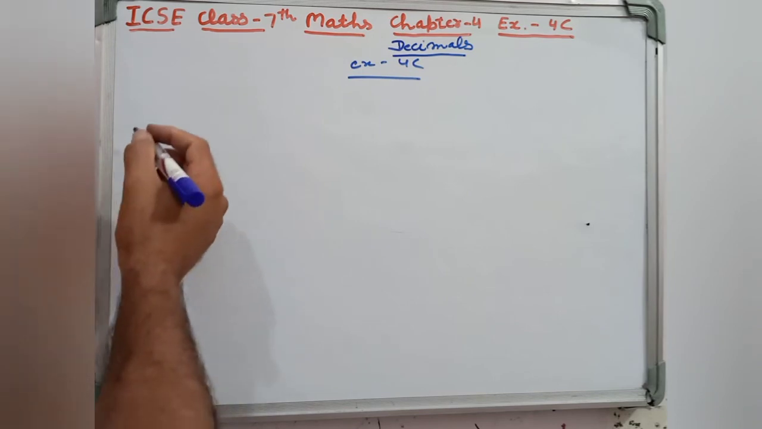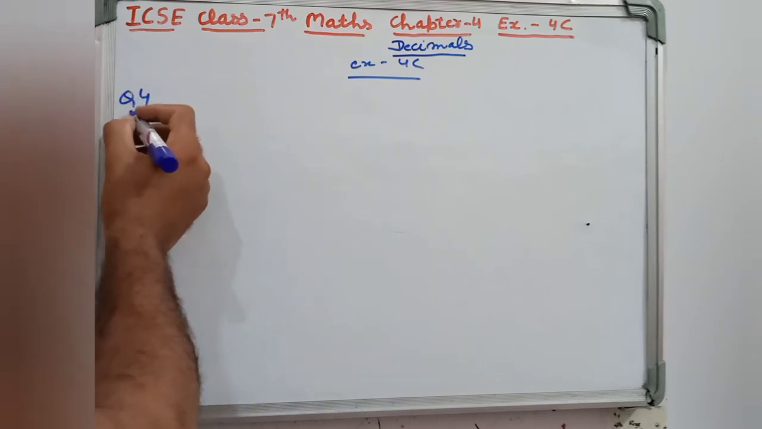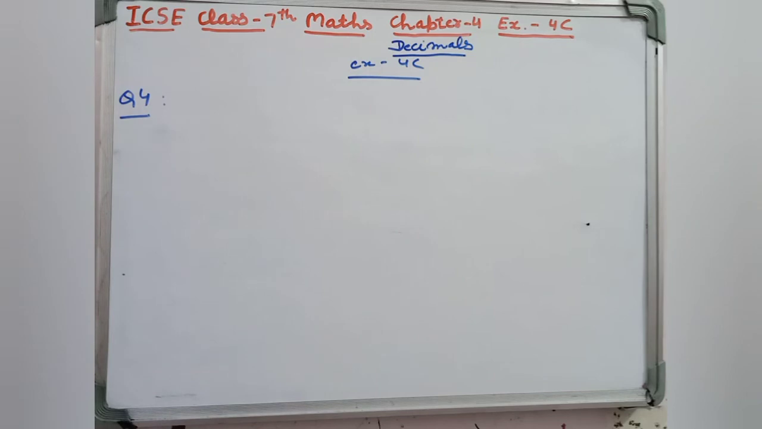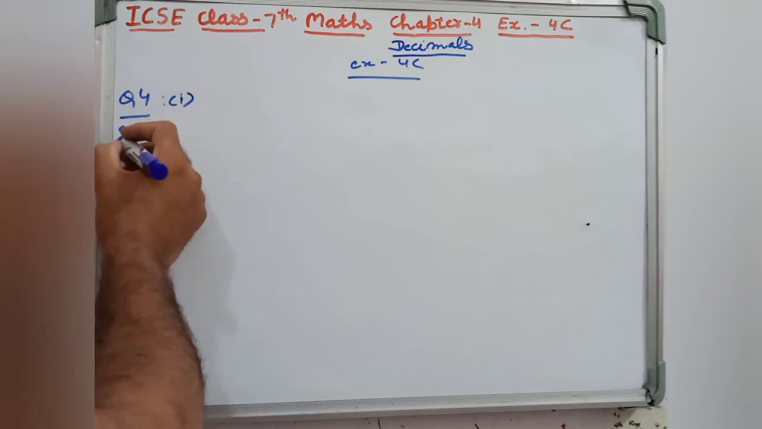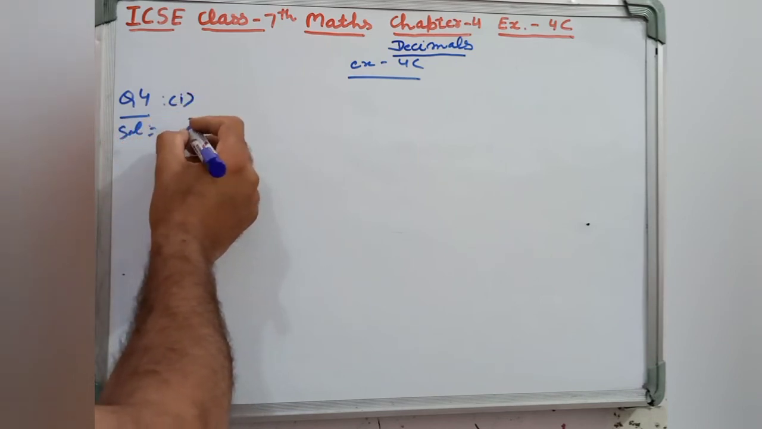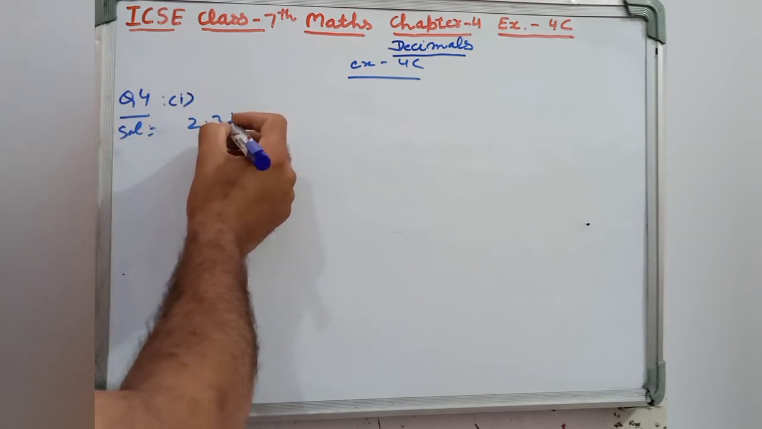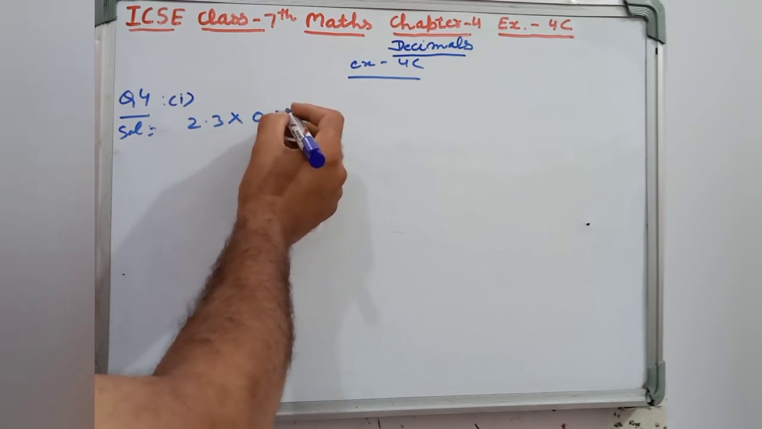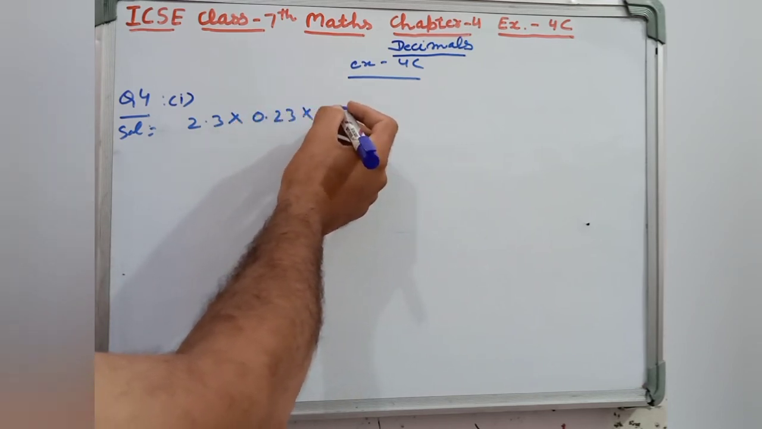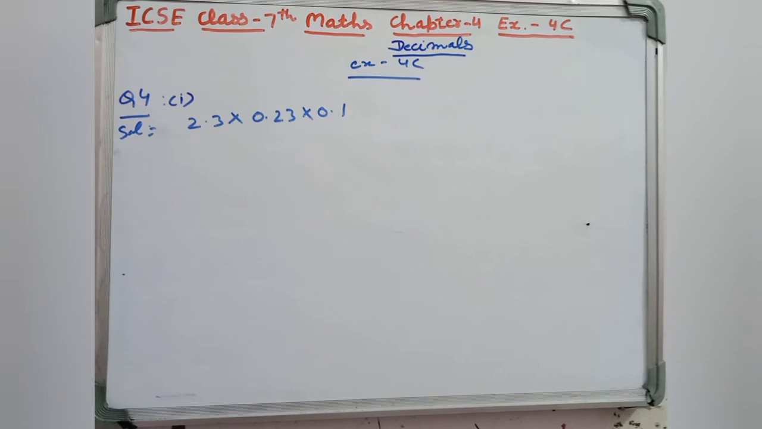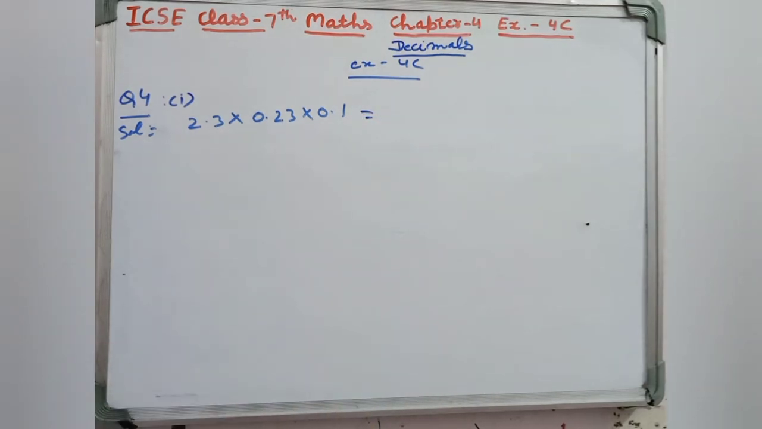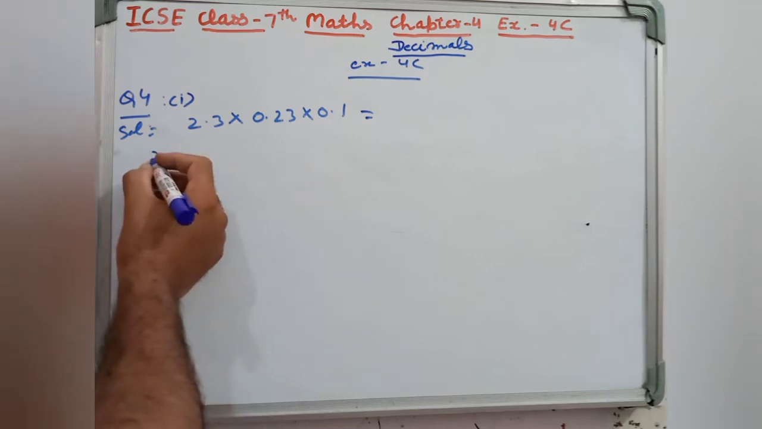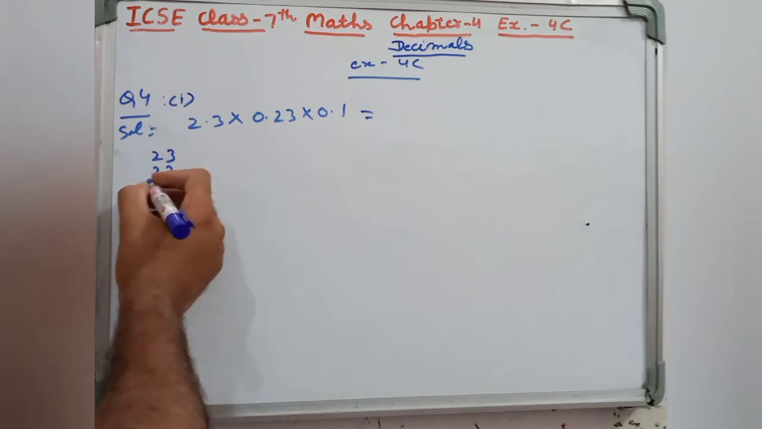Now question 4. Question 4 is, students, part 1, solution: 2.3 multiplied by 0.23 multiplied by 0.1. Now, no need to panic, 23 by 23.